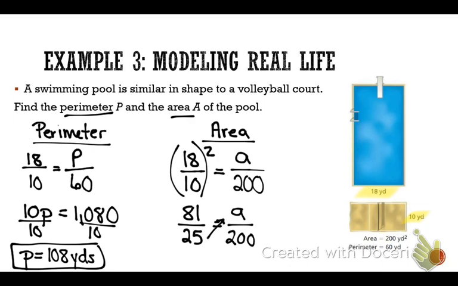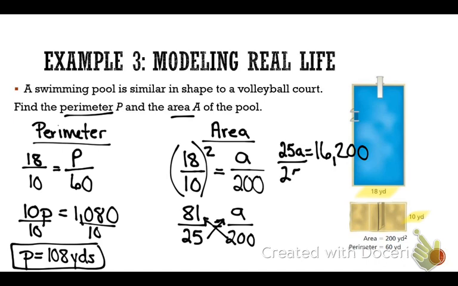Okay, so cross products, 200 times 81 to solve, and you get 25A equals, that's going to be a pretty big number. What is it, 16,200? Okay, I couldn't remember the exact number. Let me just multiply it. I did 200 times 81. Yeah, 16,200. Okay, 16,200.